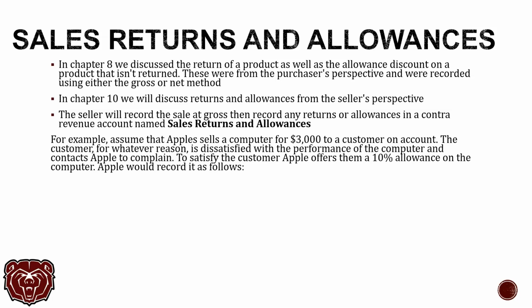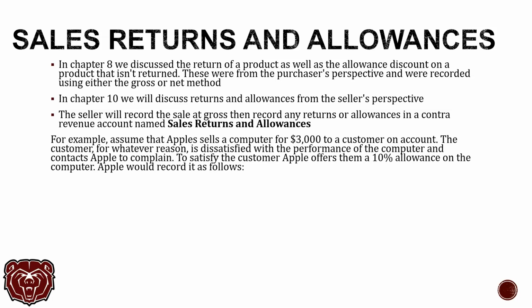In Chapter 10, we're going to discuss these things, but we're going to discuss them from the seller's perspective. So we'll talk about sales returns and allowances, okay? We're only going to record these at gross, okay? Any returns, any allowances, we're going to record in a contra revenue account, and that account is called sales returns and allowances, okay? So let's look at an example real quick.